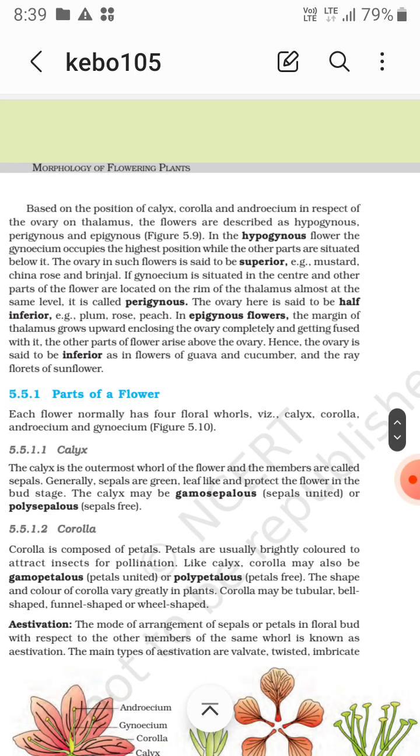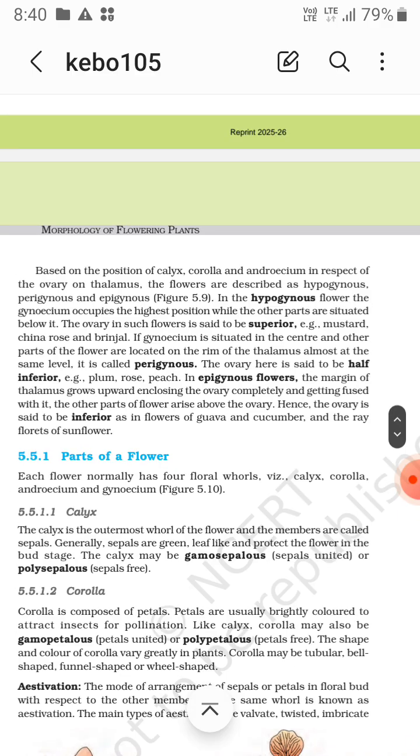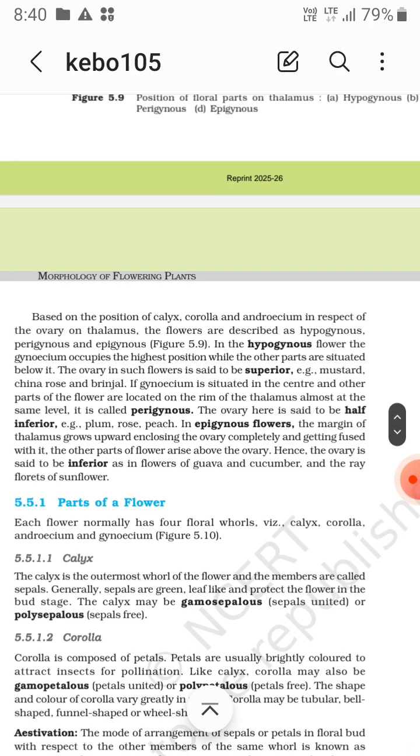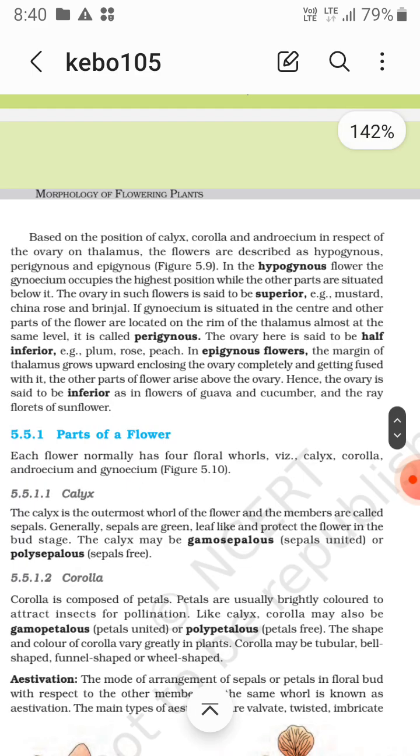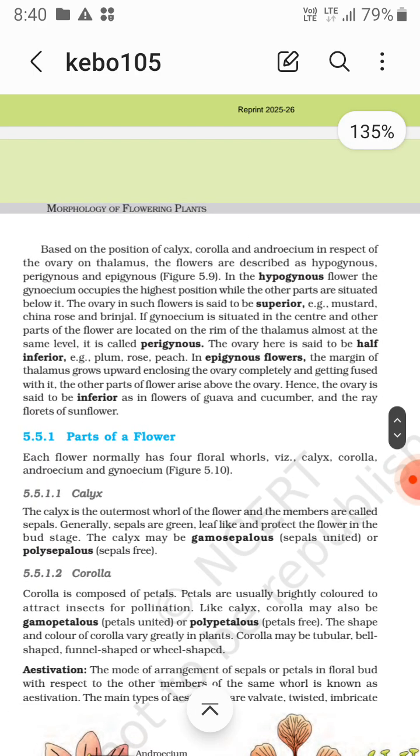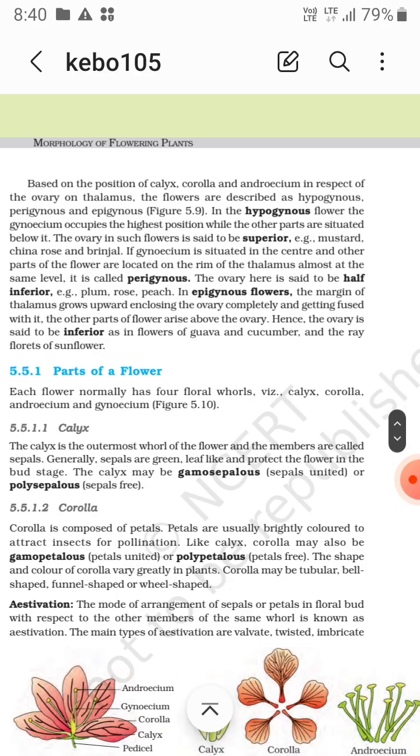If the gynoecium is situated in the center and other parts of the flower are located on the rim of the thalamus almost at the same level, it is called perigynous. Here the ovary is half inferior, as in plum, rose and peach. And in case of epigynous flowers, the margin of the thalamus grows upward, enclosing the ovary completely and getting fused with it.